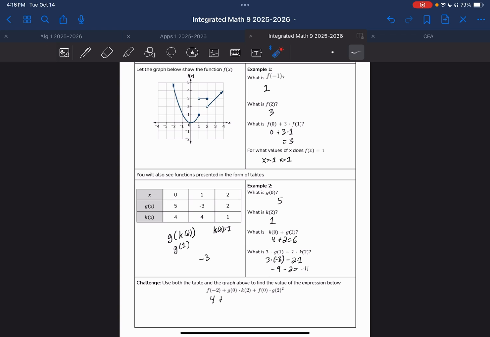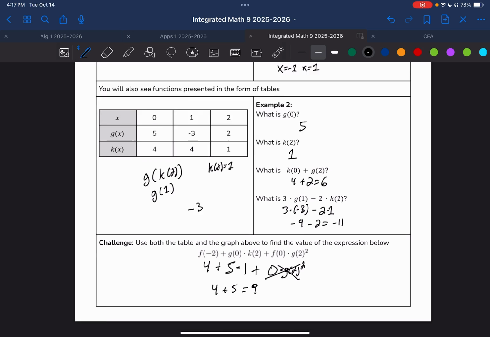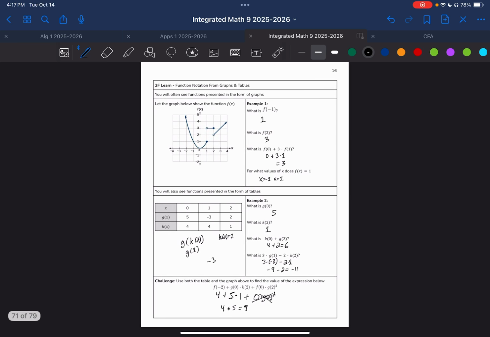Plus g of 0, well, g is down here. See that g of 0 is 5 times k of 2, which is right here, right? x is 2, and then we're looking at k of x. So it's going to be 1 plus f of 0, which again is up here, which is 0. And then we don't care what g of 2 squared is because it's multiplied by 0, so it's going to disappear anyway. If you wanted to find g of 2, though, g of 2 would be 2. And so we can see that the result here is 4 plus 5 equals 9. All right. So that's the end of page 6.